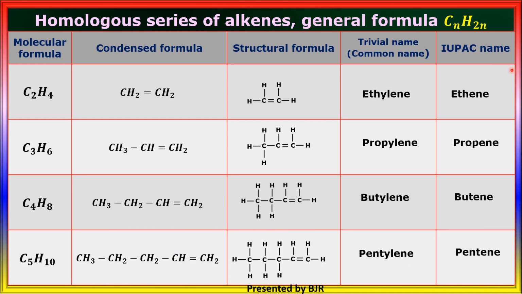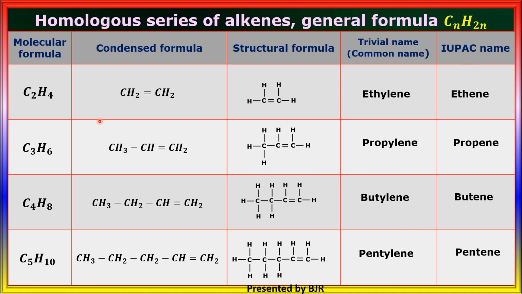The next alkene in this series is C5H10. When n is equal to 5, C5H10 we get here. So this is the condensed formula of this molecule, and here is the structural formula. The trivial name of this molecule is pentylene, and the IUPAC name is pentene. Like this we get alkene series.